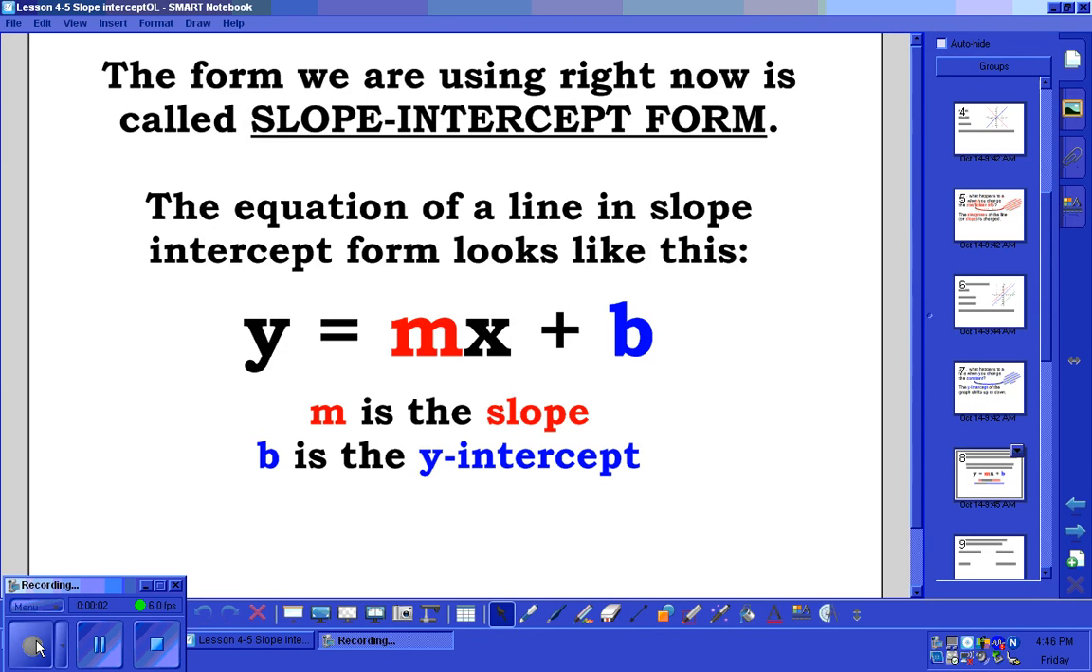All right, let's continue looking at the specific form. The way all of these equations are written, they're in a specific form that's called slope-intercept form. You'll know it's in slope-intercept form when it looks like this. y is equal to mx plus b.